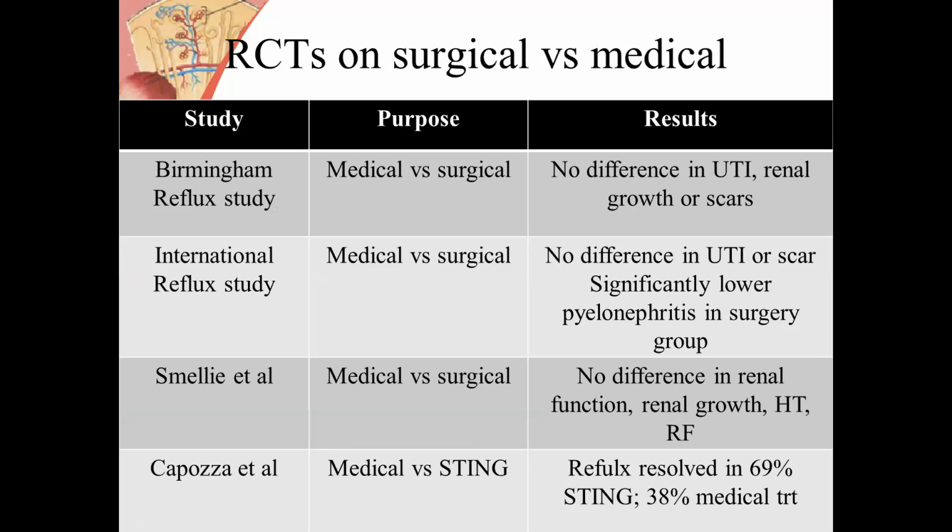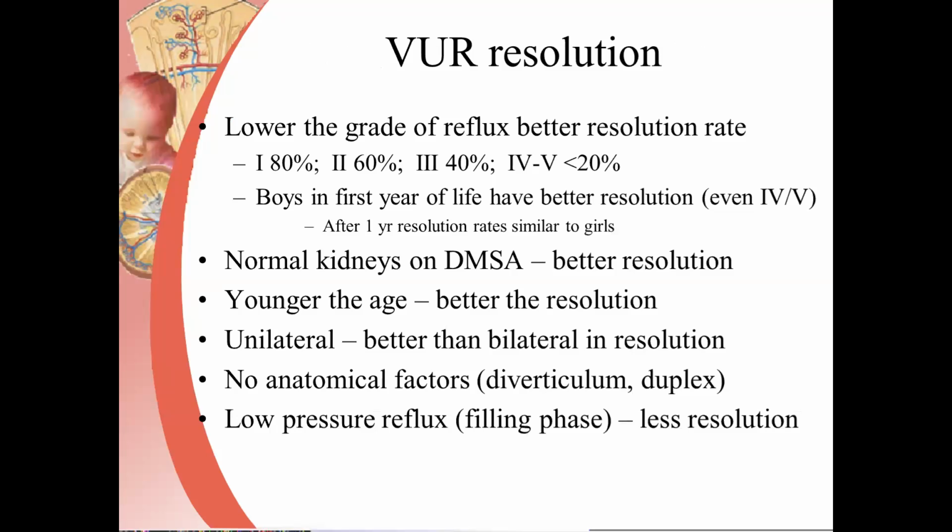So these are all multiple randomized control trials on surgical versus medical treatment. The Birmingham reflux study compared medical and surgical treatment. The International reflux study compared medical and surgical treatment. Then Smellie et al. compared medical and surgical treatment. So they all felt initially that medical treatment is as good as surgical, but even the medical treatment later on got questioned, and the role of antibiotic prophylaxis is becoming less and less important.